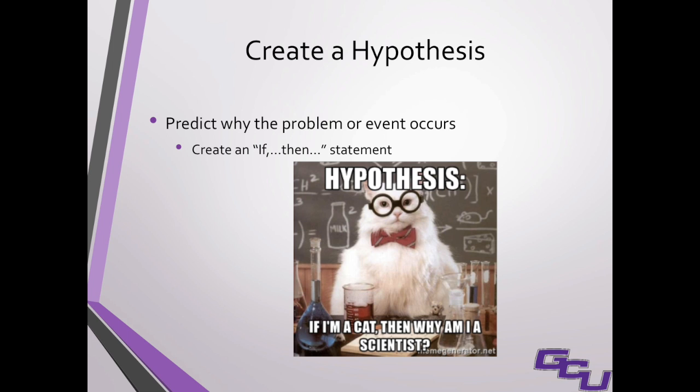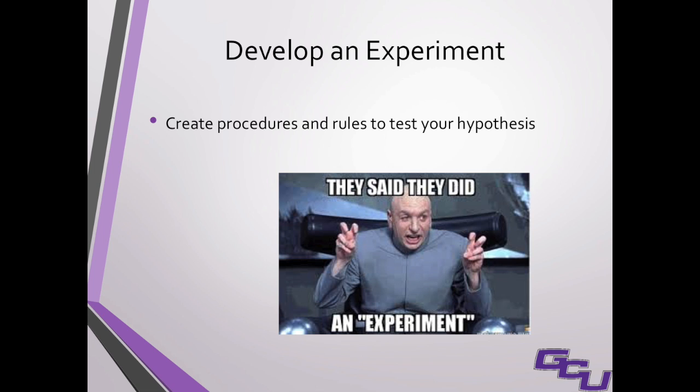And it creates an if and then statement. For example, if I'm a cat, then why am I a scientist? To figure out why you're a cat or a scientist, you begin to create an experiment. So you develop an experiment and create procedures and rules to test your hypothesis and whether or not the hypothesis will be true or false.